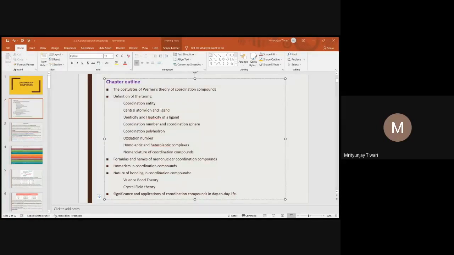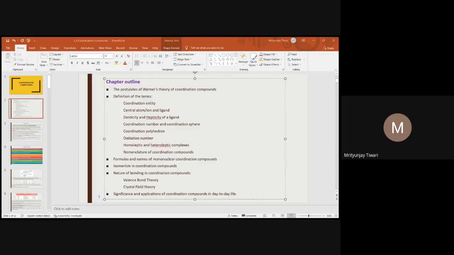In the next example, the fourth, CoCl3·4NH3, 1 mole of AgCl is precipitated when excess of AgNO3 is used for 1 mole of this complex. It means only one chloride ion is outside the coordination sphere and two chloride ions are inside the coordination sphere. And 4 ammonia molecules will also be inside the coordination sphere. So the secondary valency or the coordination number in the case of this complex will be 6.